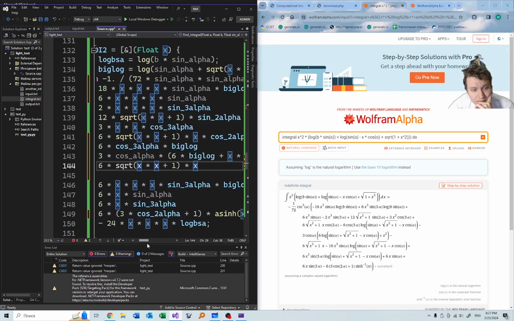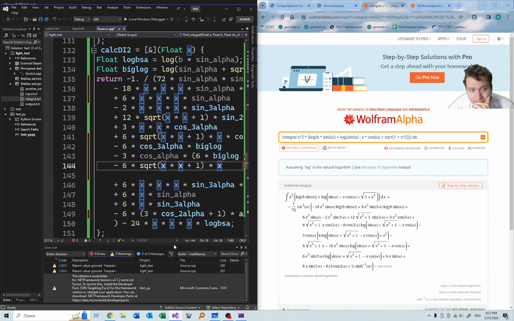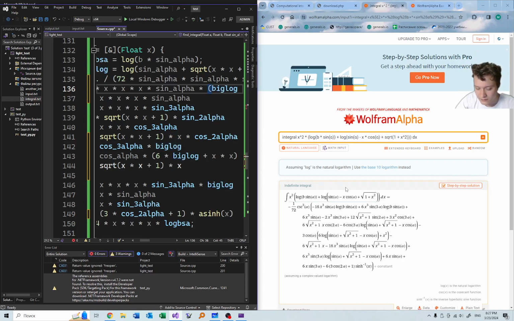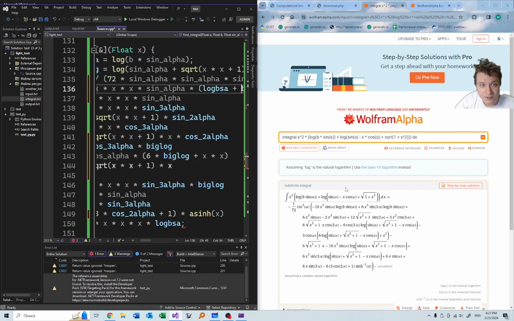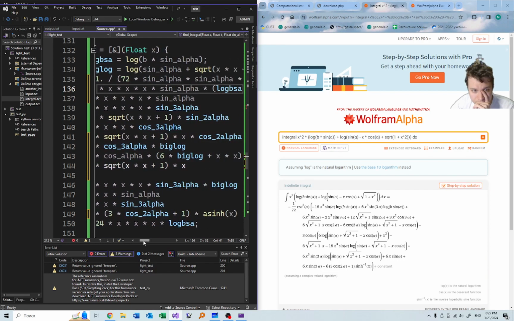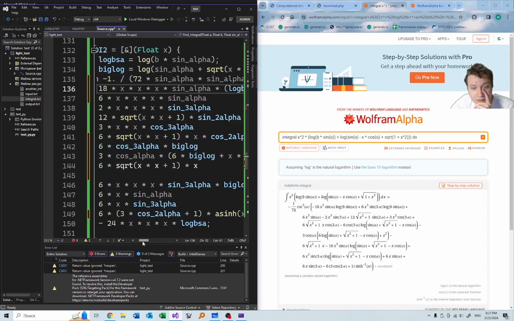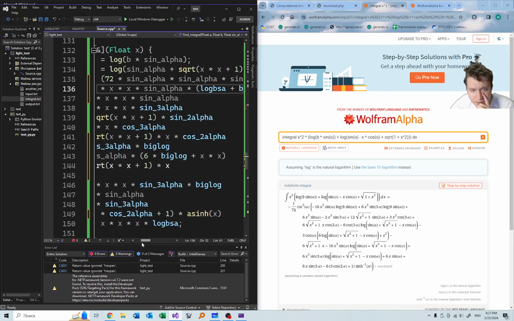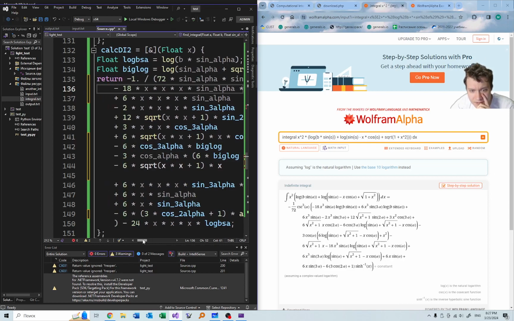Maybe I got it. Yeah, so actually, after that I have minus 18 x cubed sine alpha big log. And I wrote it, but actually I didn't write the correct. Also, it should be log BSA. So I need to add two logs. I need to add log BSA plus big log. A sneaky error.